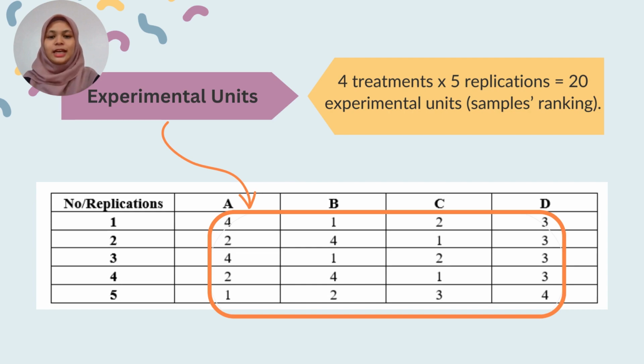So the next component is experimental units. Experimental units in this experiment represent the samples ranking of panelists towards the fruit flavor in a range between 1 to 4. Number 1 indicates the least preferred flavor and number 4 indicates the most preferred flavor.